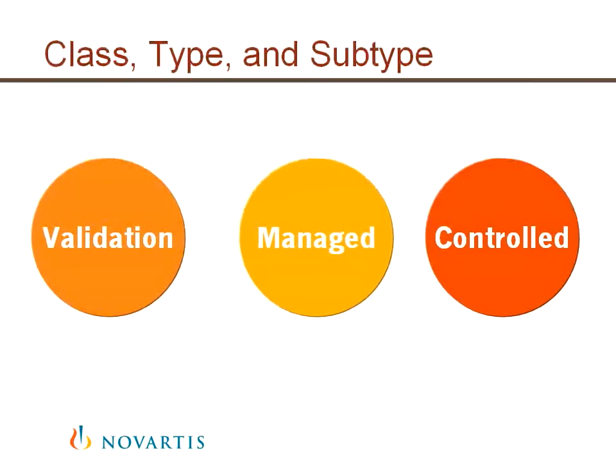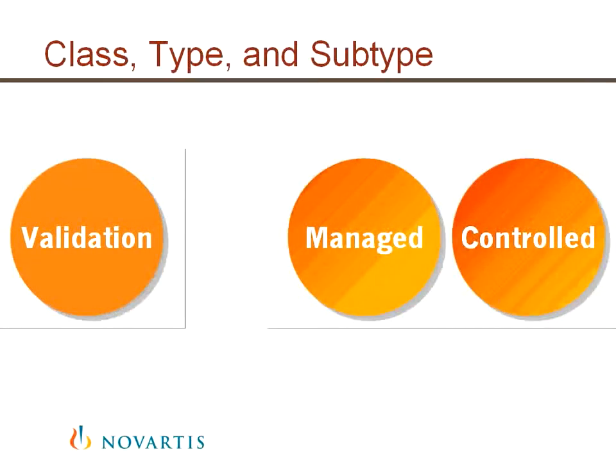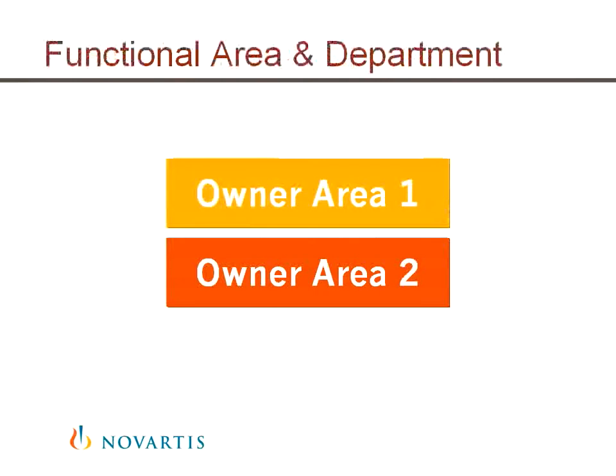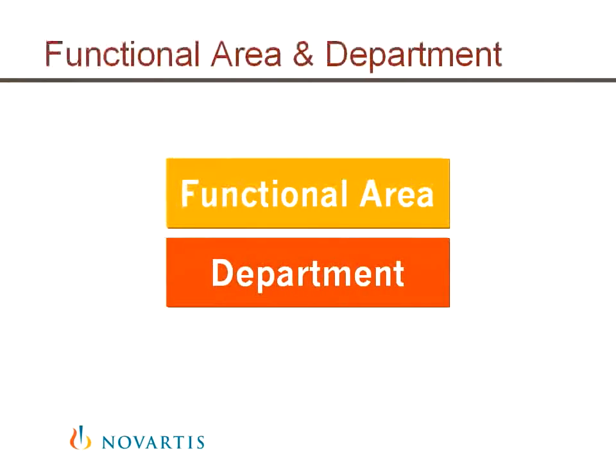The values for document types and subtypes of the validation class follow a different set of rules than those for controlled and managed documents. So as you're using the tool, you'll notice that validation documents are handled with one method, and managed and controlled documents together will be handled with another method. We'll explain this more in a later module. Also, Owner Area 1 is becoming Functional Area, and Owner Area 2 is becoming Department. The values for these attributes are shifting slightly, but their use is almost the same.